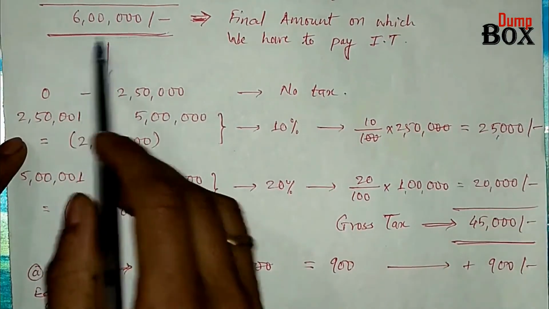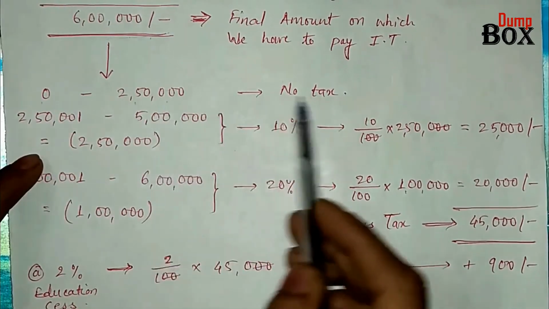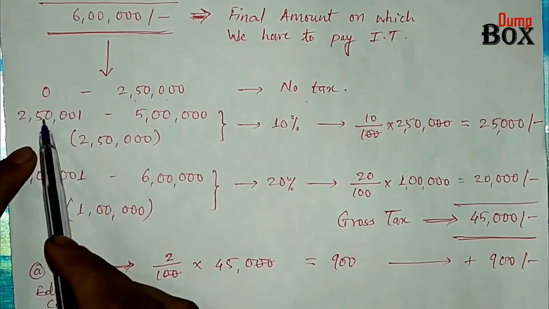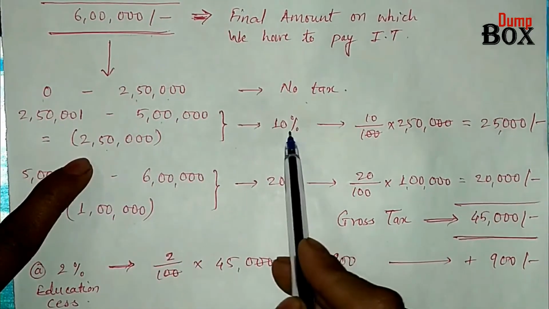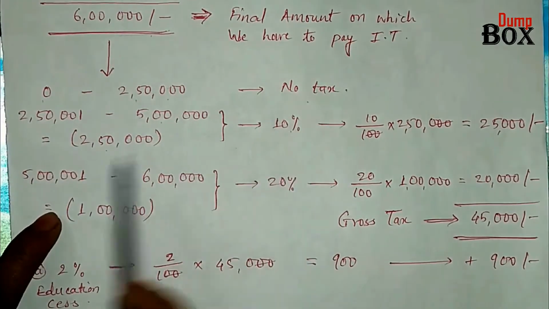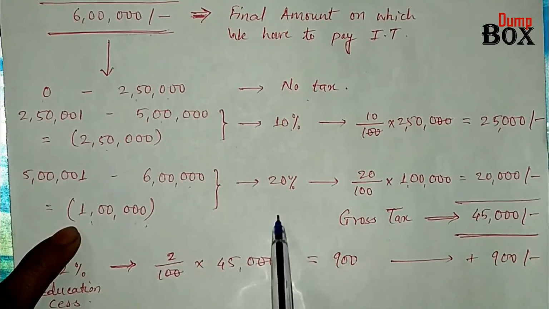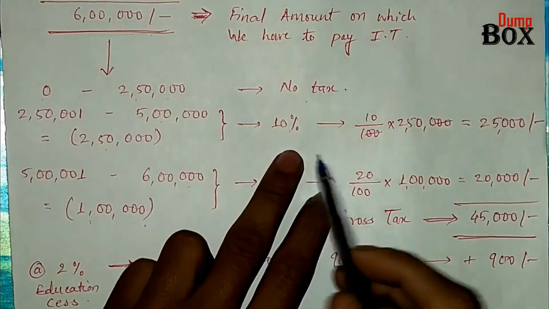Now out of this 6 lakhs, first 0 to 2.5 lakh we have to pay no tax. After that, from 2.5 lakh to 5 lakh, that is total of 2.5 lakh, we have to pay 10% of tax. And from 5 lakh to 6 lakh, that is total of 1 lakh, we have to pay 20% of tax. Here are the calculations done.